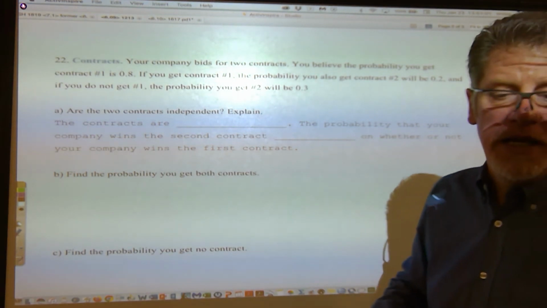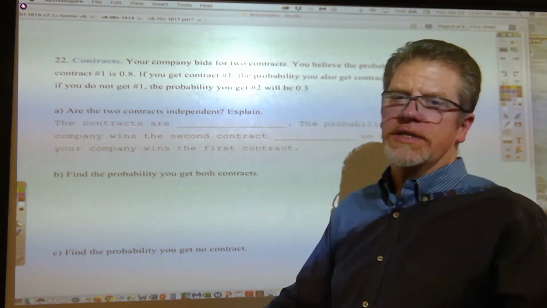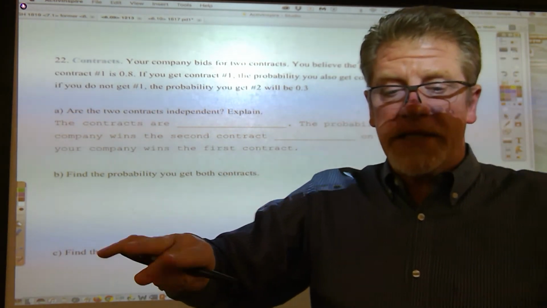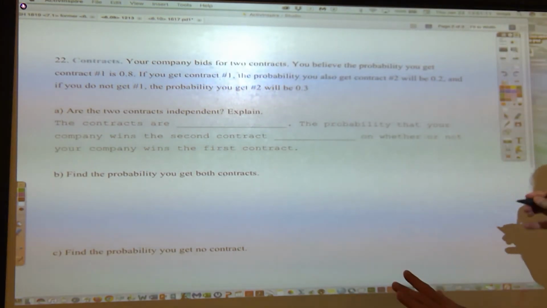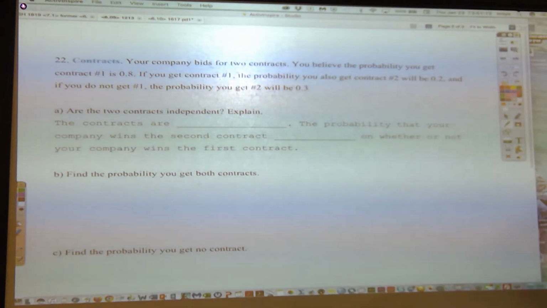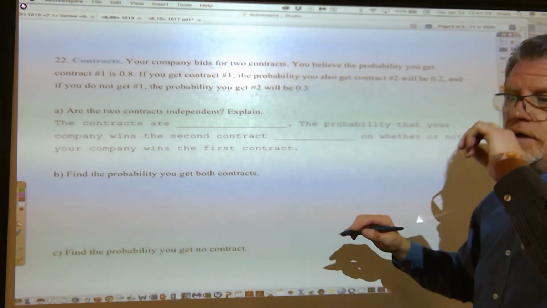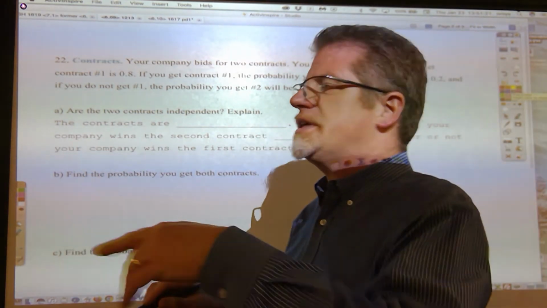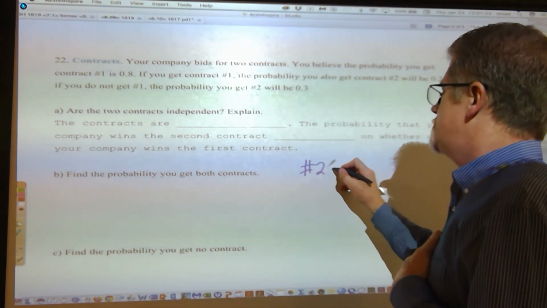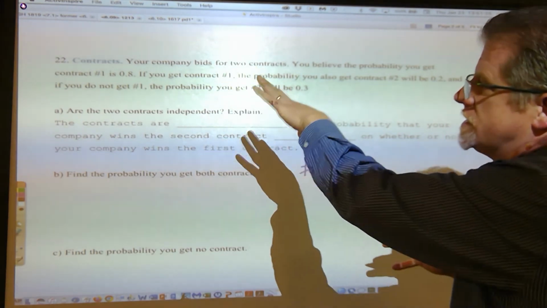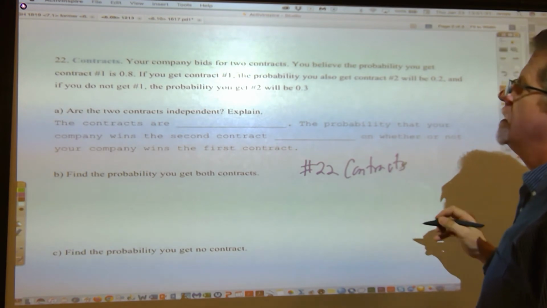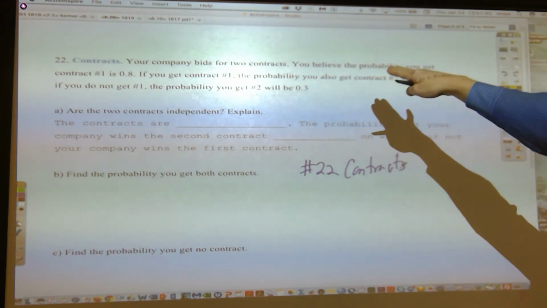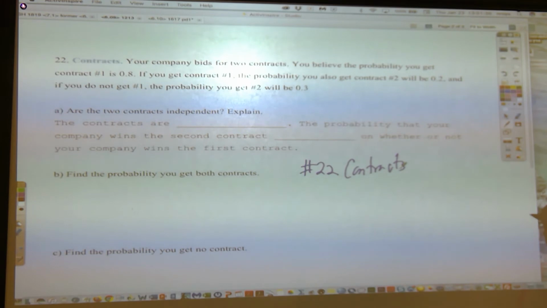So to fix that, you don't have to copy this down. Actually, this will feel like review. Go back to that other document that has a lot of blank space on it, basically page 3 of the first handout. Not the blank sheet of paper, number 9. This is problem 22 from the book, straight out of the book. Just write 22 contracts, but you don't have to write the whole thing. All you have to do is write the following. You believe, you're bidding for 2 contracts.